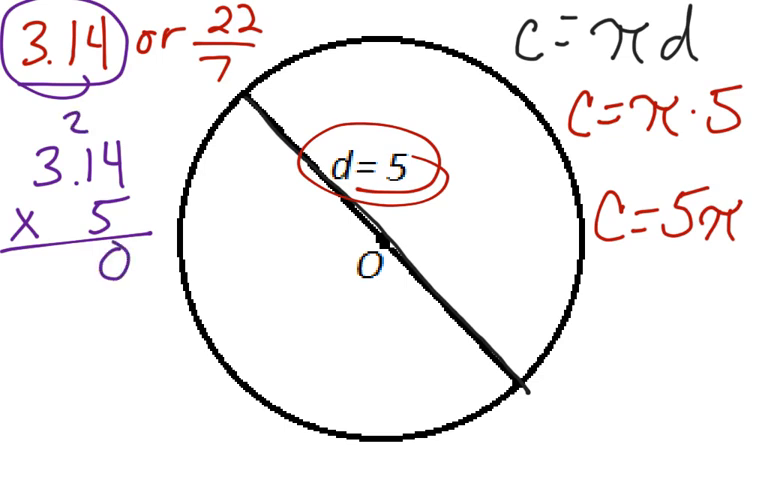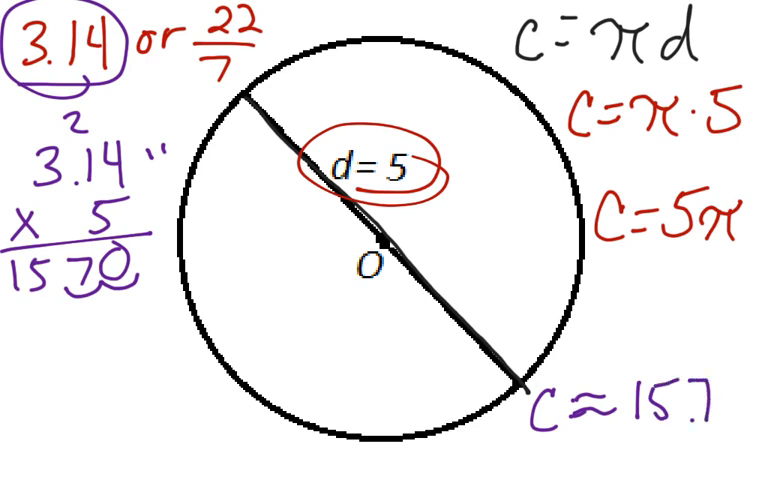5 times 4 is 20. And we move our decimal 2 spots, 1, 2. So we can estimate the circumference is about 15 7/10 units. Now in this case it's not square units, because just like perimeter, circumference is not the area. It is units, not square units.